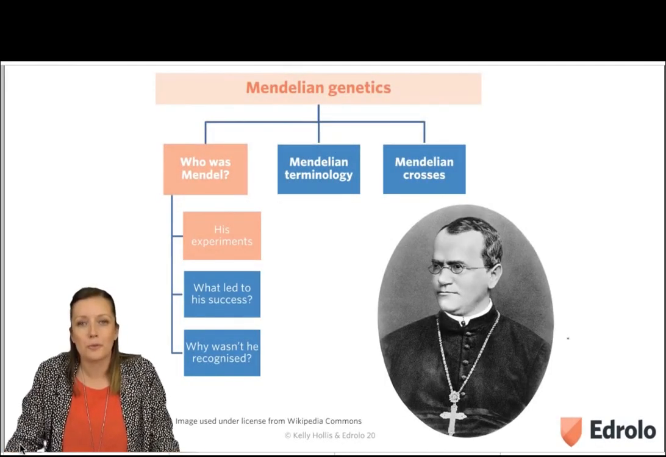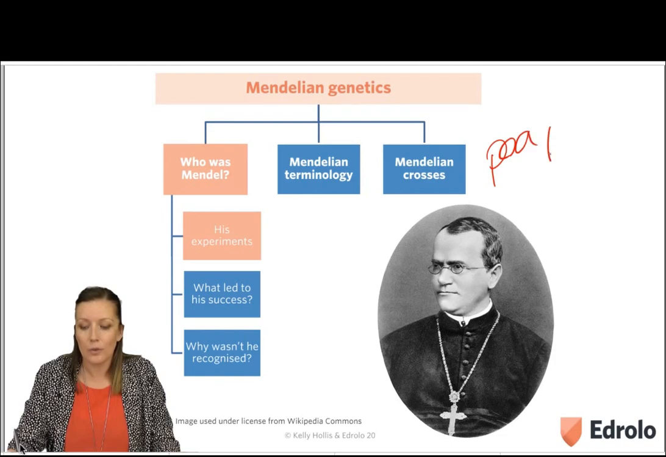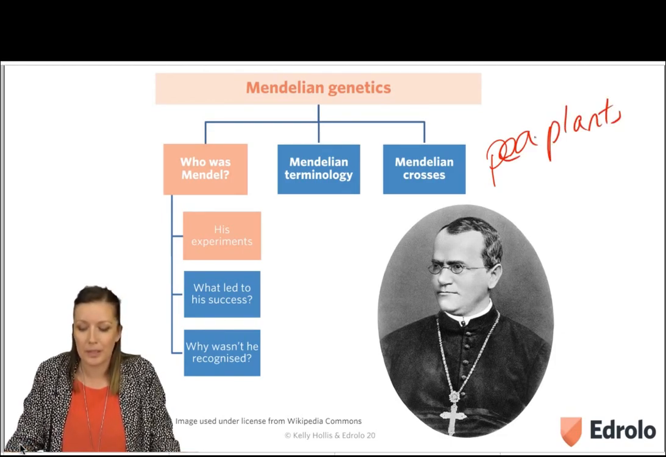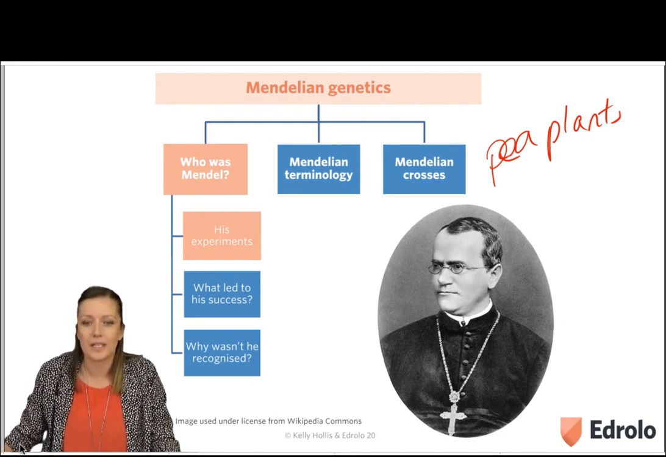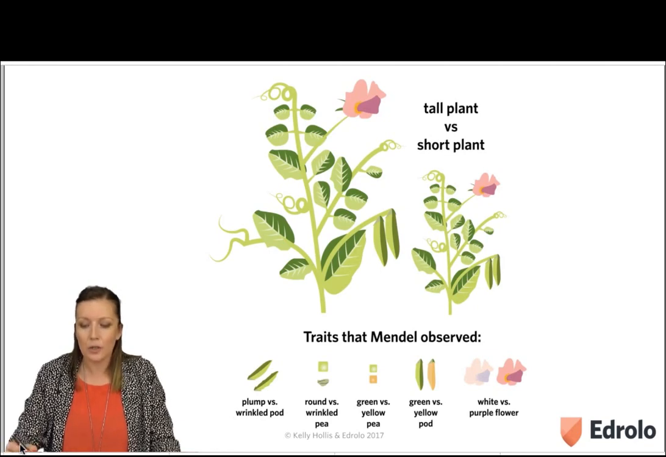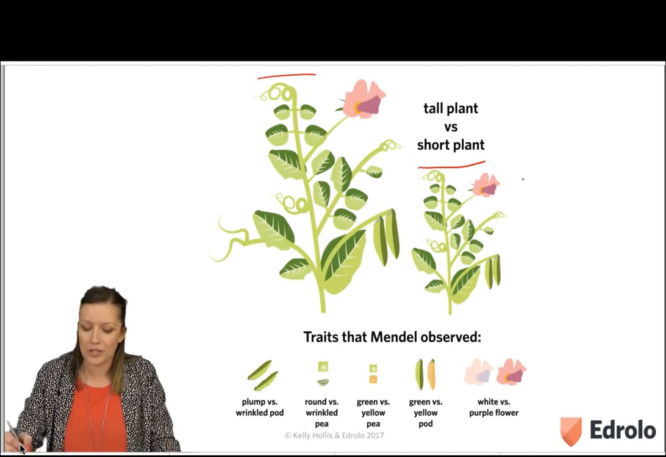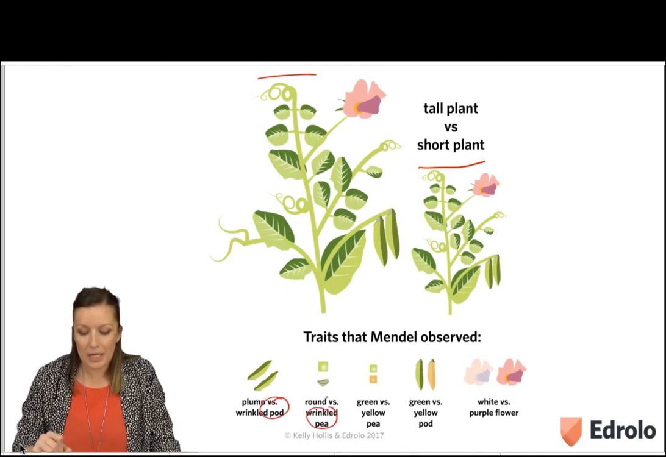So this is Gregor Mendel. He was an Augustinian monk who, during his time living in the monastery, worked on pea plants. And what he did was he looked at how different traits within these pea plants were carried from one generation to the next. So some of the traits that he looked at can be seen in this diagram here. So he had a look at how tall and short plants were carried from one generation to the next. He also looked at the pod shape, the pea shape, the colour of the peas, the colour of the pods, and the colours of the flowers.